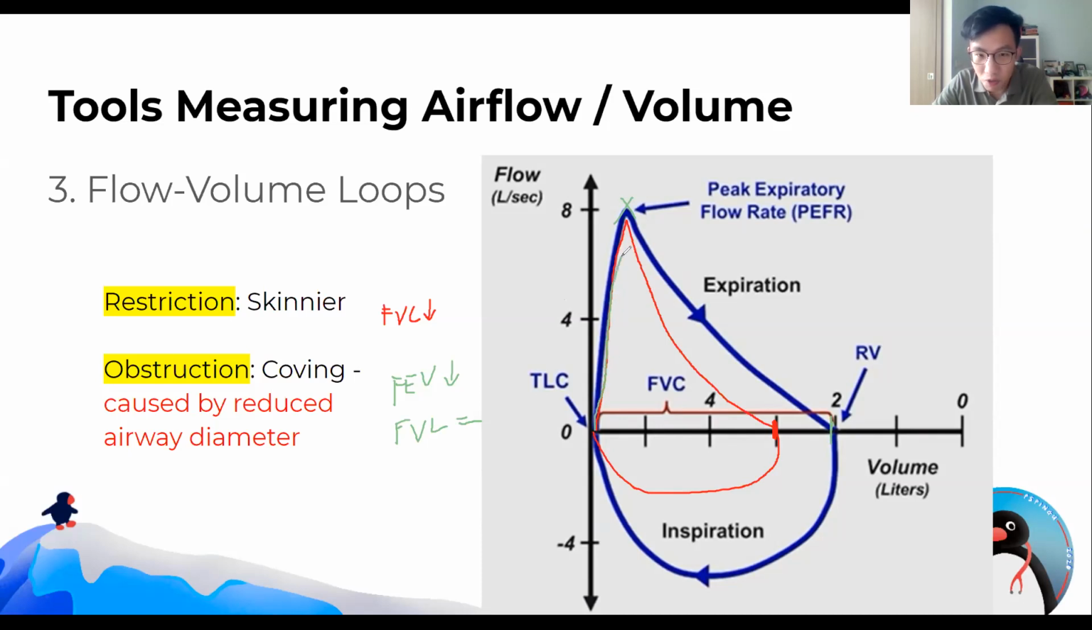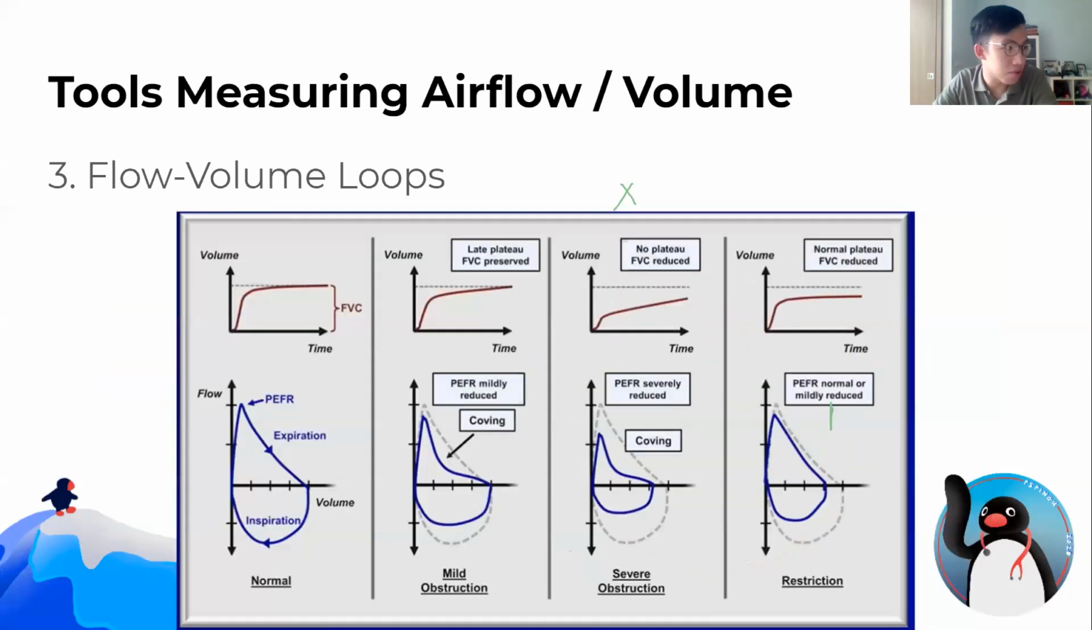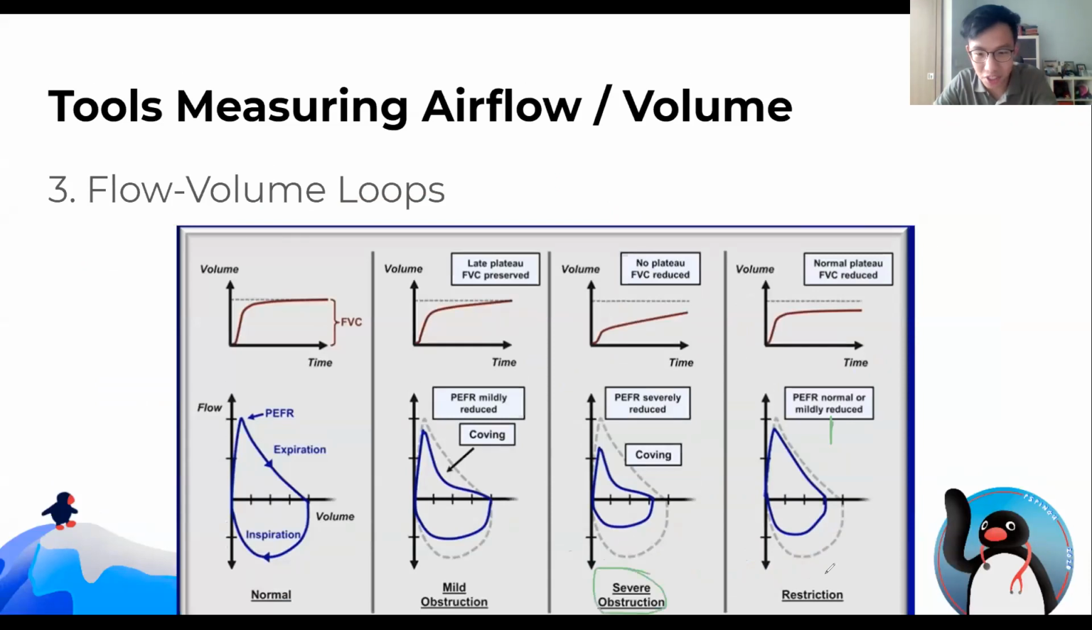And then you have this thing called coving, which essentially means a very concave kind of shape. And you'll end up still at this FVC over here. Yep. So this is what an obstructive kind of defect would look like. And I know my drawing is really messy, but it's actually a lot clearer in the next diagram, which I will show you next. Right. So you can just go back and look at this diagram and try to work it out in your head. Obstruction and restriction.